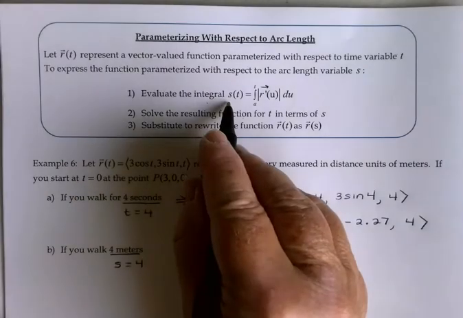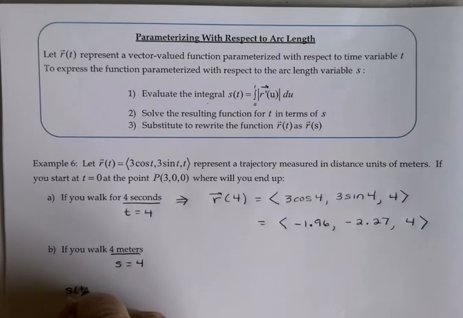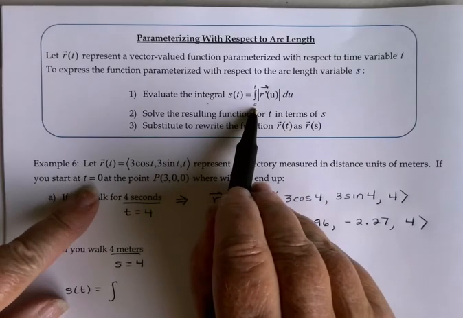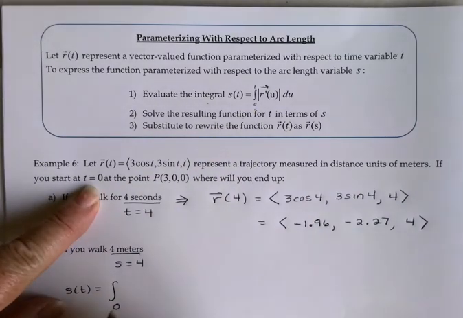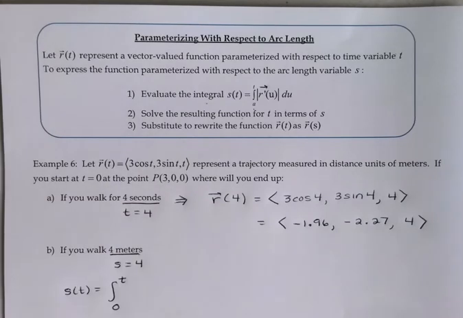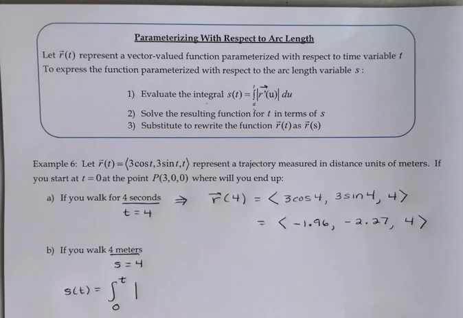So first of all, I need to evaluate the integral, s of t. It's the integral from the starting time, in our case we're starting at t equals 0, to a generic ending time t, since we don't know when we end yet, of the magnitude of r prime of u.